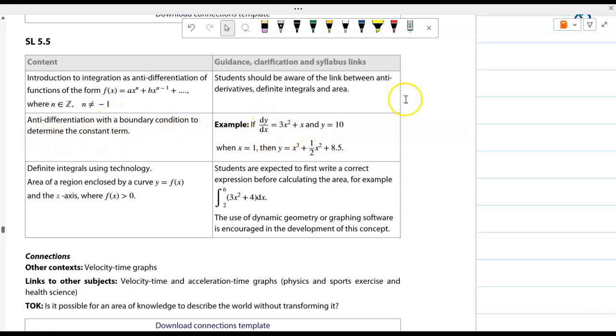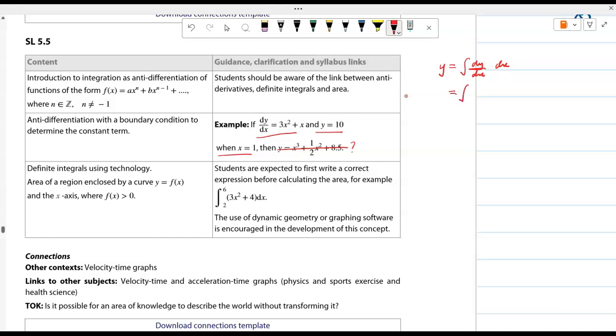If you have your derivative, we can do this example itself. dy by dx has been given, and y is equal to 10 when x is equal to 1. Then they'll say find y. So what you need to do is, your y will be the integral of dy by dx. Remember that. So y is equal to the integral of dy by dx.